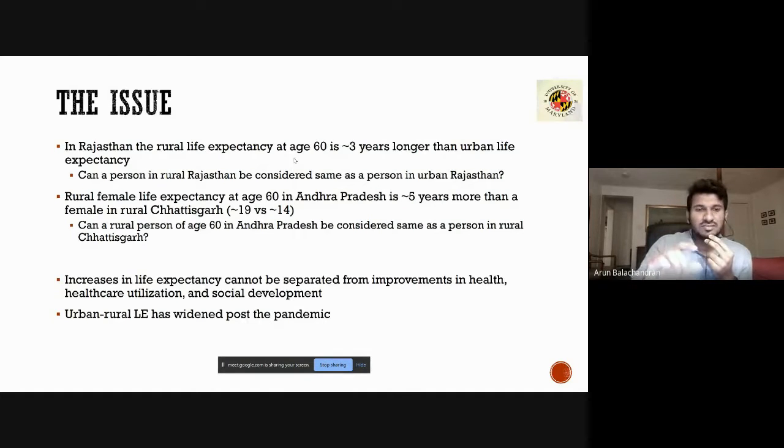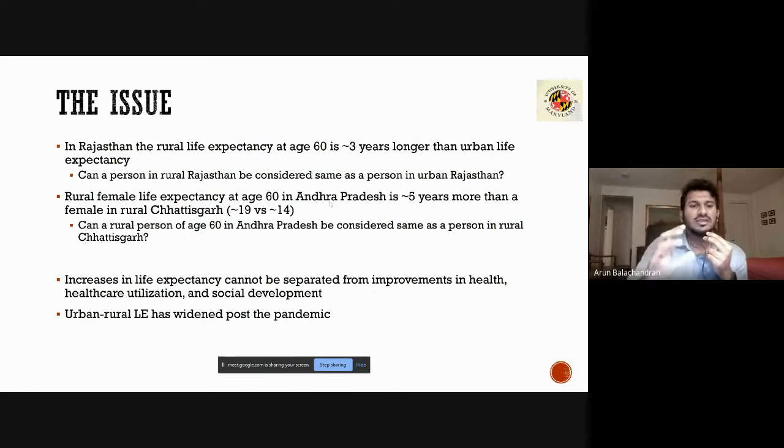So the point here in both these statements is, can we say that somebody in a particular state in India, living in a rural area, who is elderly, is similar to somebody living on the urban side of the state? Or similarly, can we say that somebody living in a particular rural area in a particular state is similar to somebody in another rural part of this country? The argument here is, what does it mean that you have 5 more or 4 more or 3 more years to live longer than somebody?